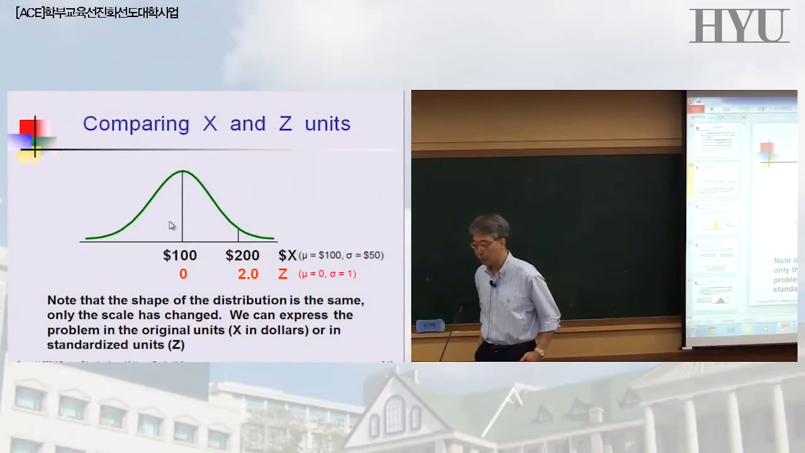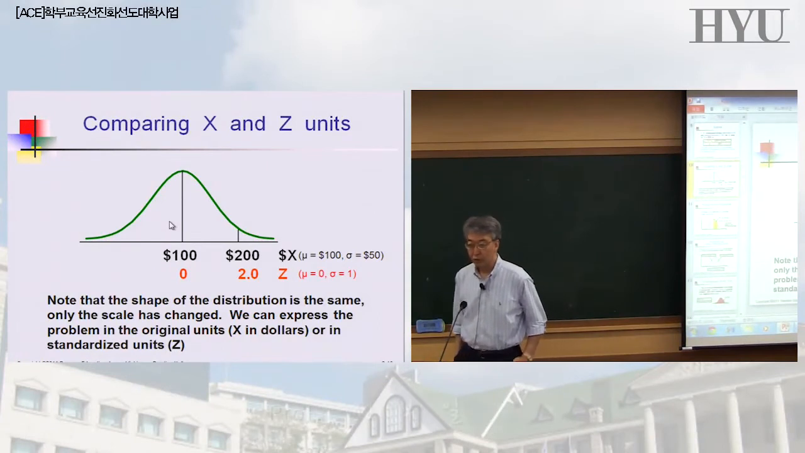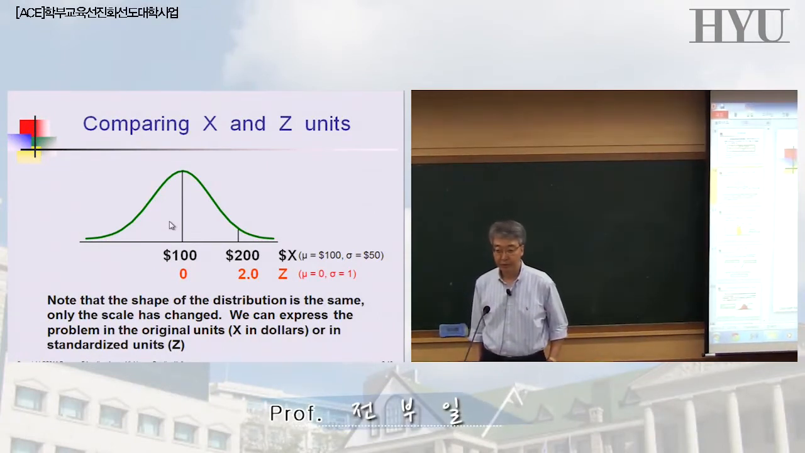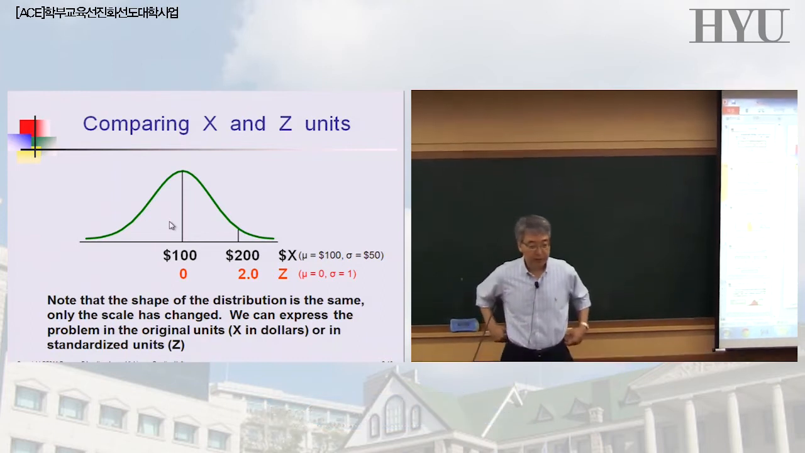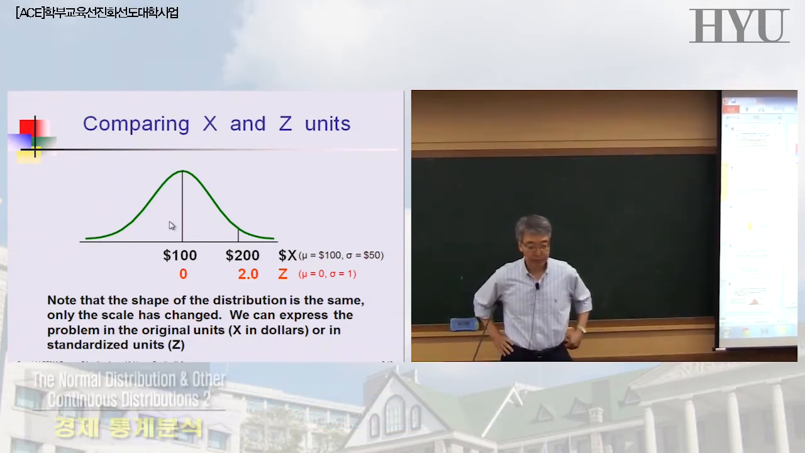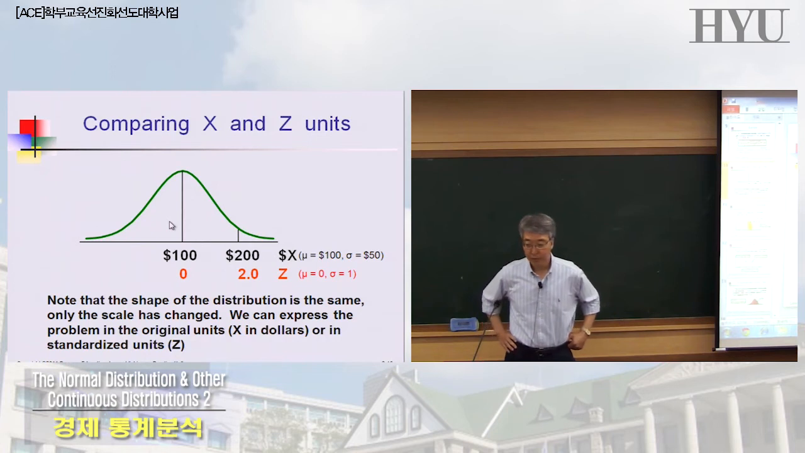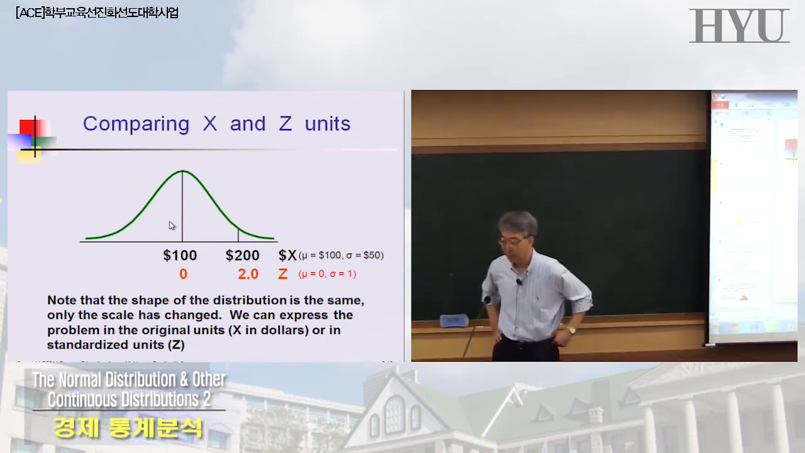Translate or transform any normal distribution into a Z distribution. Z distribution is a standard normal distribution. What's the difference between any normal distribution and standard normal distribution?